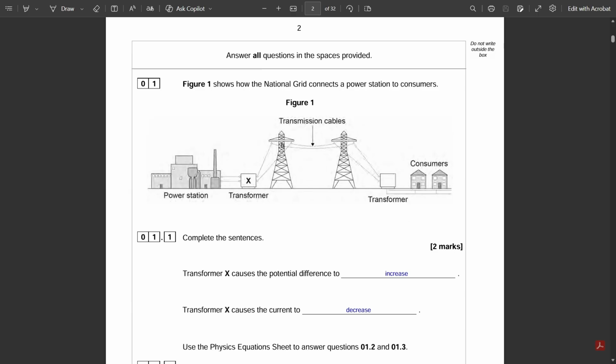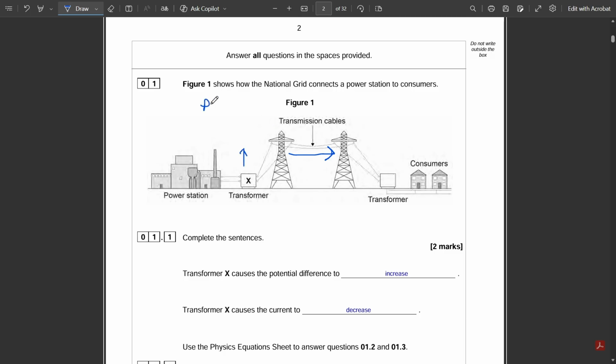Now, Figure 1 shows how the national grid connects a power station to consumers, and we just have to complete these two sentences. Transformer X causes the potential difference to increase, and Transformer X causes the current to decrease. And that's because, as it goes over these transmission cables, you want the least amount of energy loss as possible. So, to do that, you need the current to be really low, so less energy is lost to the surroundings. So what happens is that the potential difference increases. And because P equals IV, because the power is constant, for the potential difference to increase, the current must decrease.